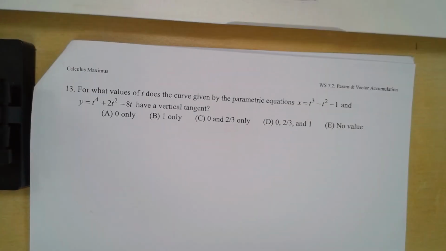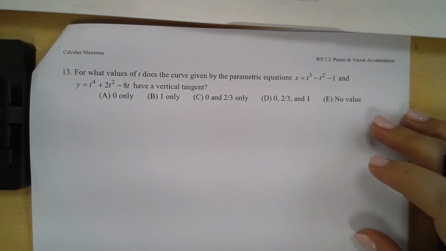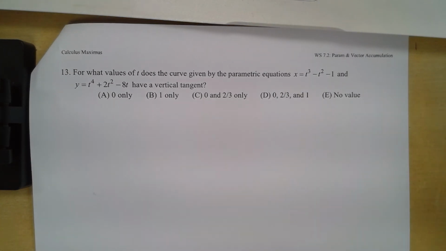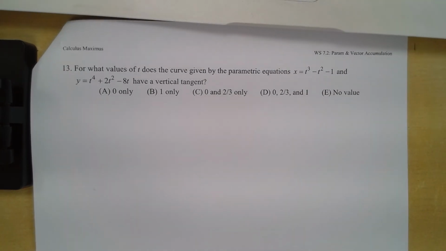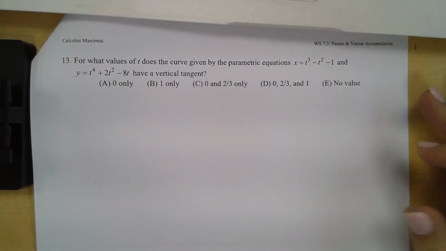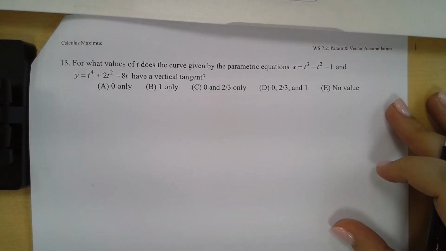For what values of t does the curve given by the parametric equations x equals t cubed minus t squared minus 1 and y equals t to the fourth plus 2t squared minus 8t have a vertical tangent?